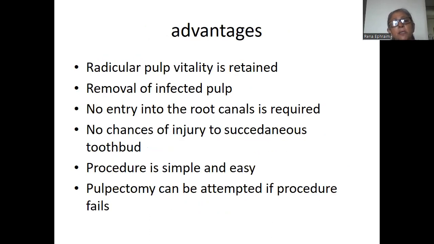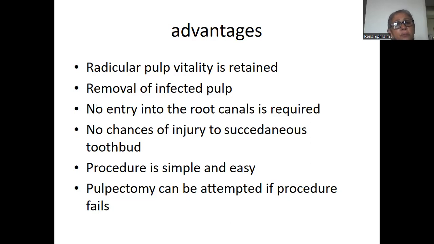The advantages are radicular pulp vitality is retained, which means the tooth remains vital even after the treatment is done. The removal of the infected pulp has been done, so the rest of the pulp will be uninfected, it will remain vital. We are not entering into the root canals at all for this procedure. So that is an advantage, because we have the permanent successors underneath, and those permanent successors can get injured if there is over instrumentation. So that chance is not there when you're doing a pulpotomy technique.